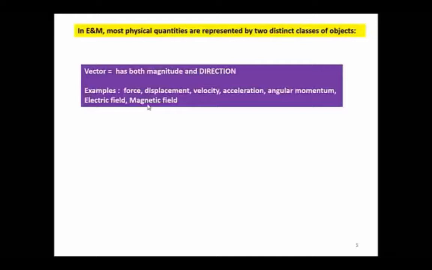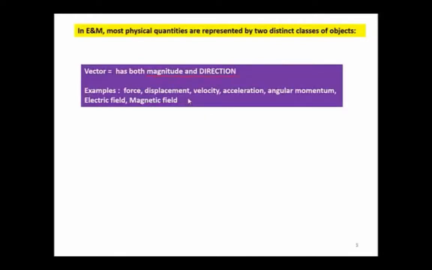Now vectors have both magnitude and direction. And so what are some examples of vectors? Well, there's force vector, displacement, velocity, acceleration, angular momentum, electric field, and magnetic field. And of course for us these two are very important.